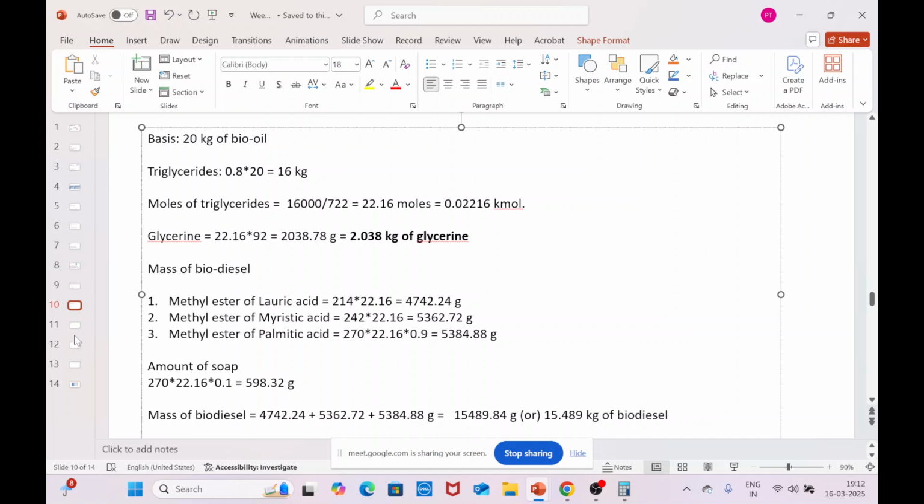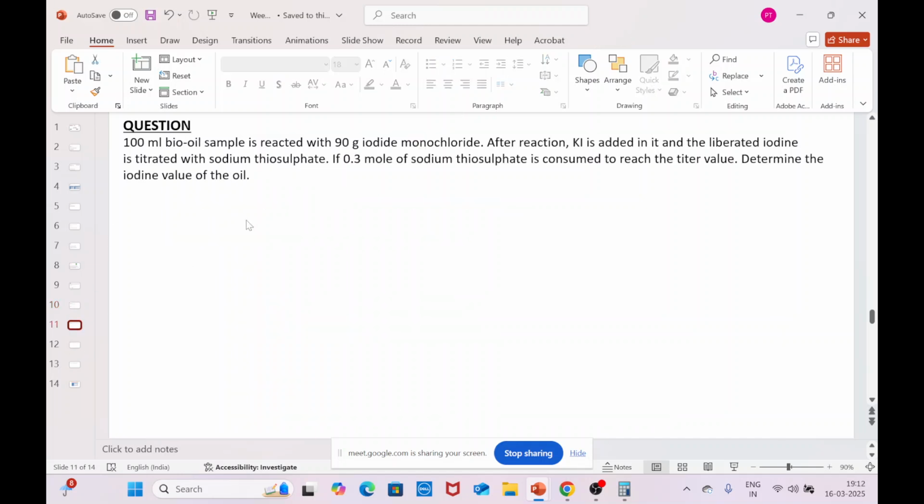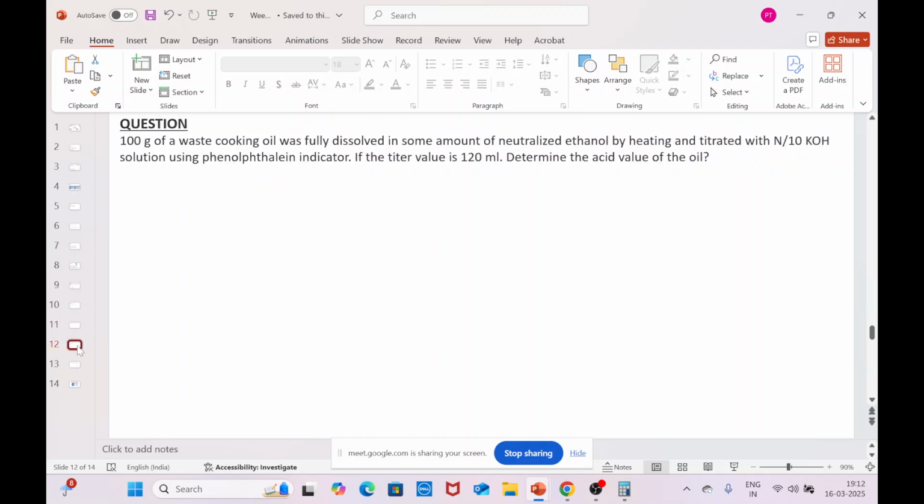So last we have one small question. I think we can stop with this one; the other we can take in the next class. This one: 100 kg of waste cooking oil was fully dissolved in some amount of neutralized ethanol by heating and titrated with N by 10 KOH solution using phenolphthalein indicator. Titer value is 120 ml. Determine the acid value of the bio oil.